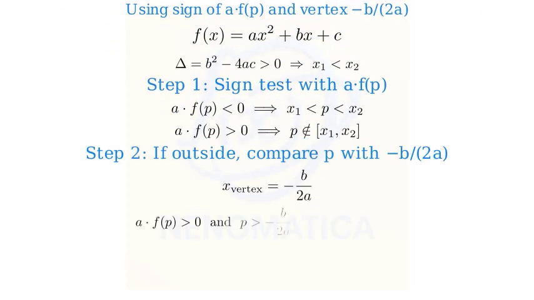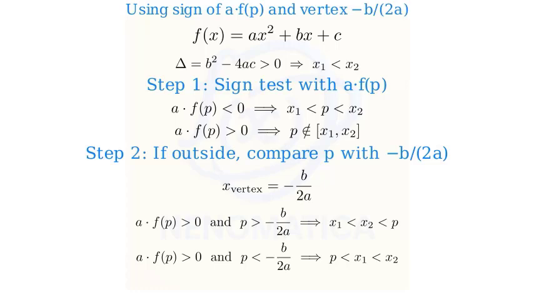Step 2. If p is outside, compare p with the vertex x-coordinate, which is minus b over 2a. If p is greater than minus b over 2a, then p is to the right of both roots. If p is less than minus b over 2a, then p is to the left of both roots.